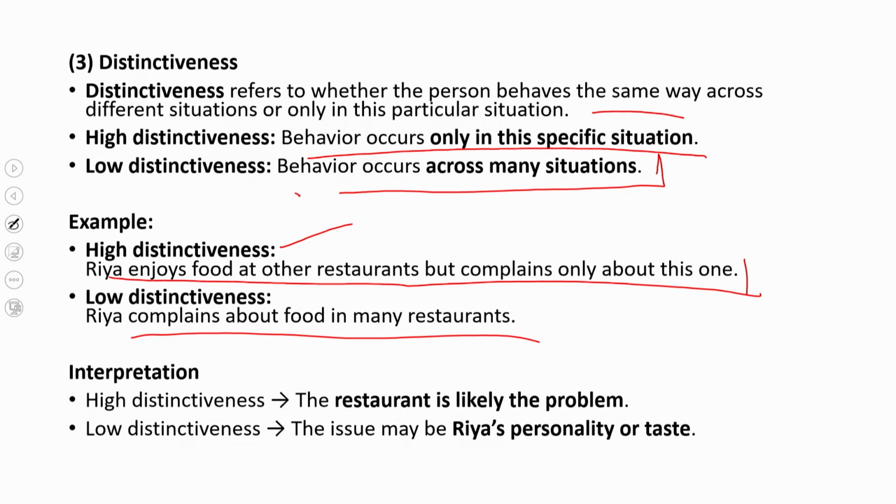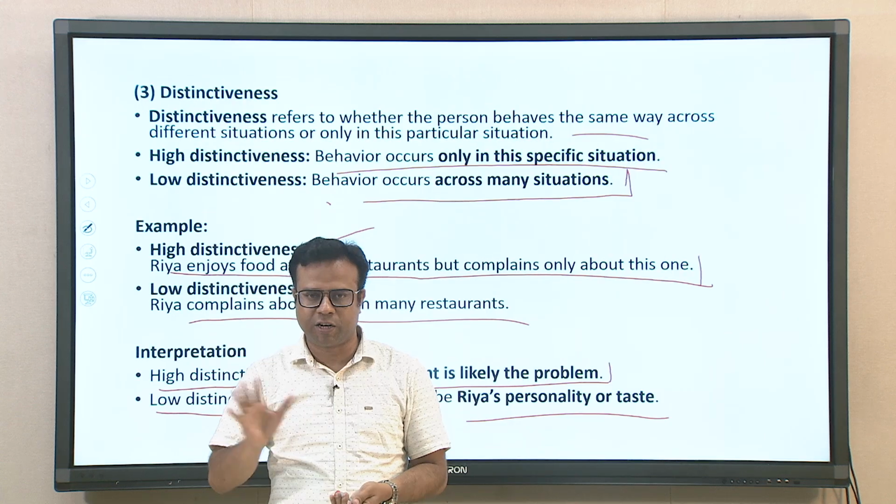So, distinctiveness is low, her behavior is almost the same across different situations. How do we interpret this? High distinctiveness means the restaurant is likely to be the problem, because she enjoys food in other restaurants, but not in here, so maybe there is a problem in the restaurant. Low distinctiveness means the issue may be with Ria personally, because she complains about food in many restaurants. So, probably there is a problem with Ria, not with the restaurant.